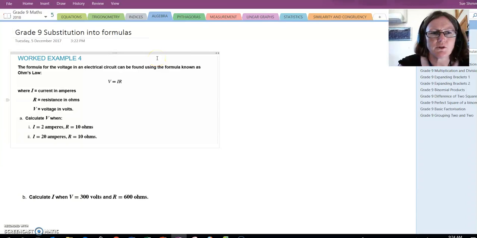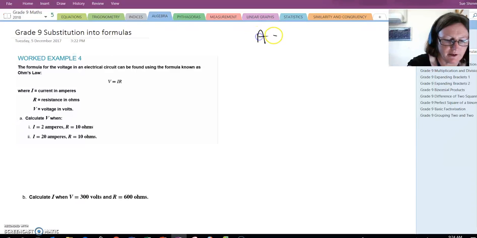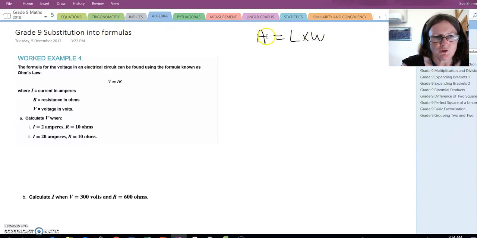Okay, let's look at substitution into formulas. A formula is a mathematical rule usually written using pronumerals. So for example, the area of a rectangle. The formula is area equals length times width. So that's a formula. We can use substitution to determine the answer to the area of a rectangle.